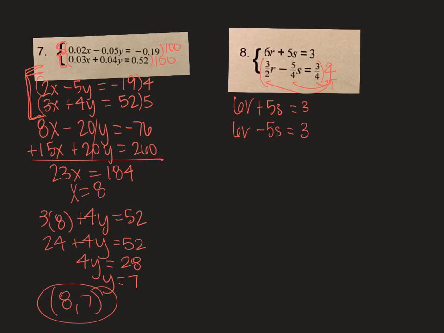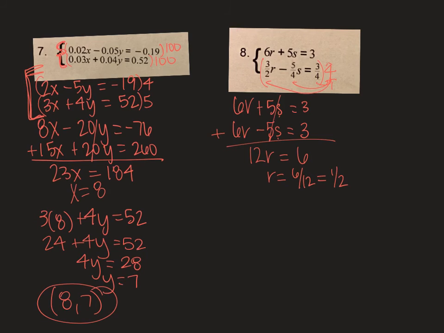So even better here is that now I have a positive 5s and a negative 5s. So I can just add those together to get 12r. 5s and negative 5s is 0. 3 plus 3 is 6. When I divide by 12, 6 over 12 just simplifies down to 1/2.